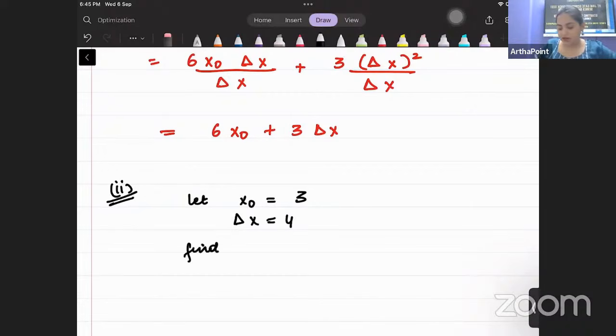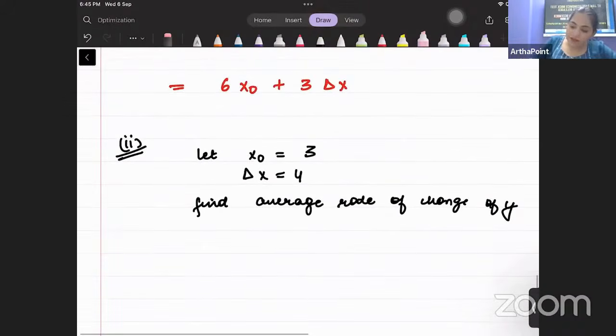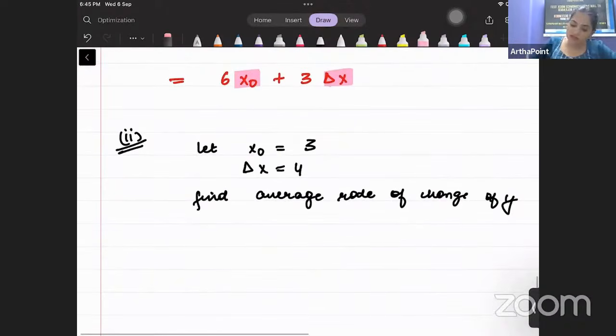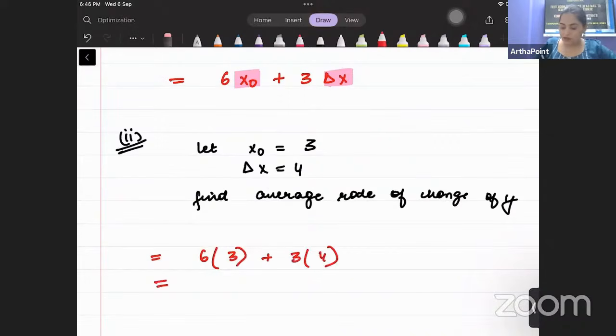Find average rate of change of y. So beta, now I am given these values, no? X naught be given or change in x be given, so I can just plug this in. So I will get 6 into 3 plus 3 into 4. This will be 6, 12, 18 plus 12.